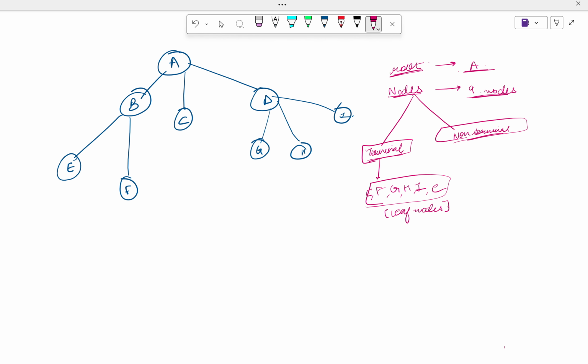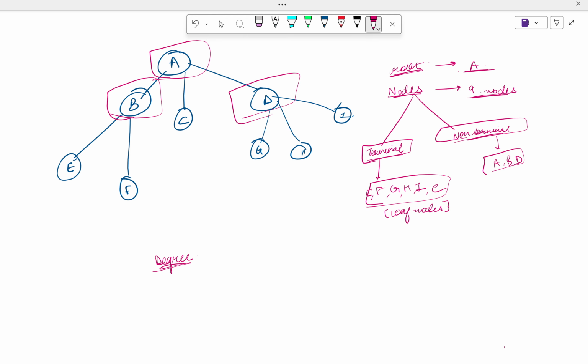Then we come on to our non-terminal nodes. Non-terminal nodes, as the name suggests, are the nodes which are not terminal. So obviously B, D, and A are the non-terminal nodes in this particular scenario, which have basically something coming out of them and something that is being derived out of them. So for example, from A, we can see B, C, and D being derived, and from B, we can see E and F being derived, and then from D, we can see G, H, I being derived. So these are all the non-terminal nodes. Now let's come to our degree of the tree and degree of these nodes.